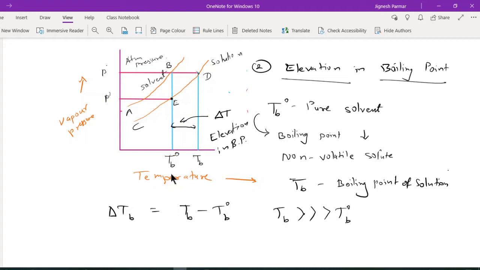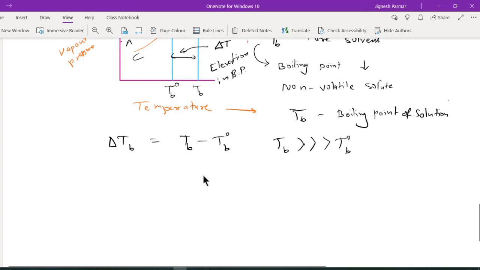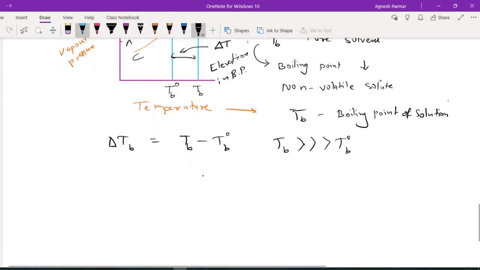Now, the atmospheric vapor pressure of a solution at Tb naught is much less than atmospheric pressure. Therefore the solution must go to a higher temperature. The magnitude of delta Tb depends on the molarity, and it also depends on the lowering of vapor pressure, so it directly depends on delta P.